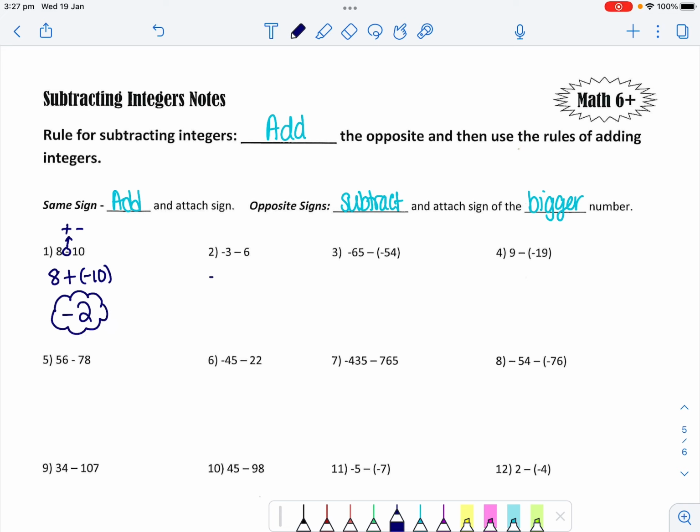For number 2, it's going to be negative 3 plus negative 6. Negative 3 plus negative 6 is going to be negative 9.